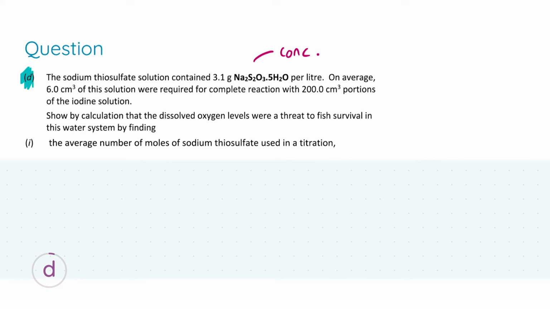In part I here, we're asked to find the average number of moles of sodium thiosulfate used in a titration. So whenever we're using volumetric analysis, in this case, because it's a titration question, we'll be using a lot of conversions like that, we need to refer to our 2 triangles.